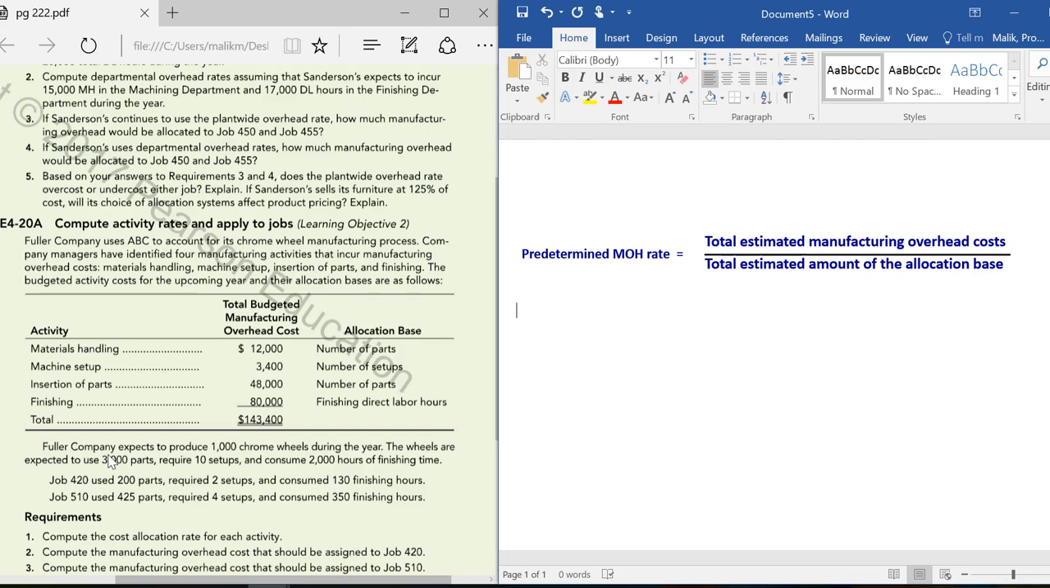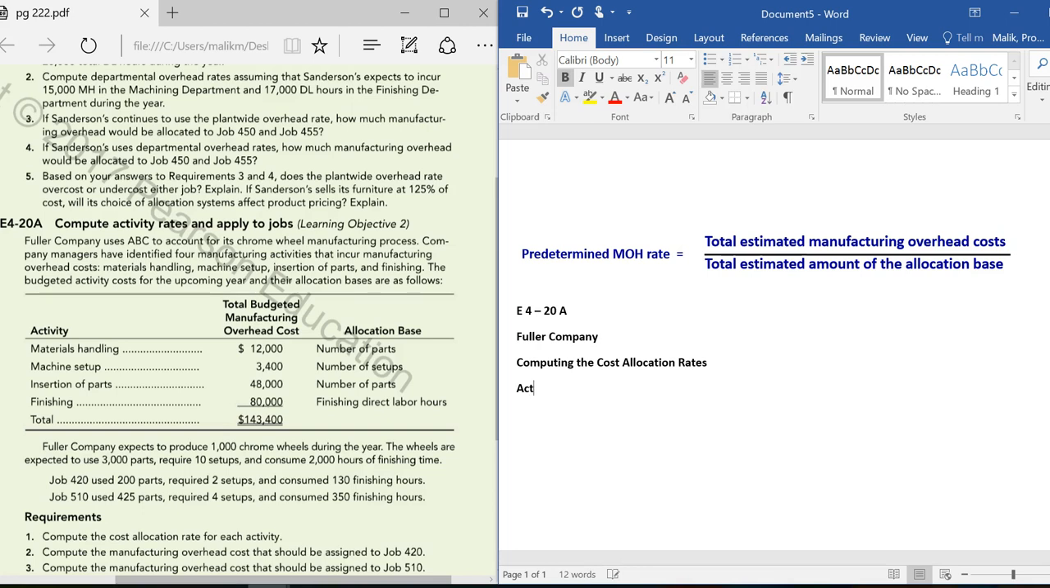So let's do E4-20A. The name of the company is Fuller Company, and now we are computing the cost allocation rates, and we will be computing the cost allocation rates for every activity.